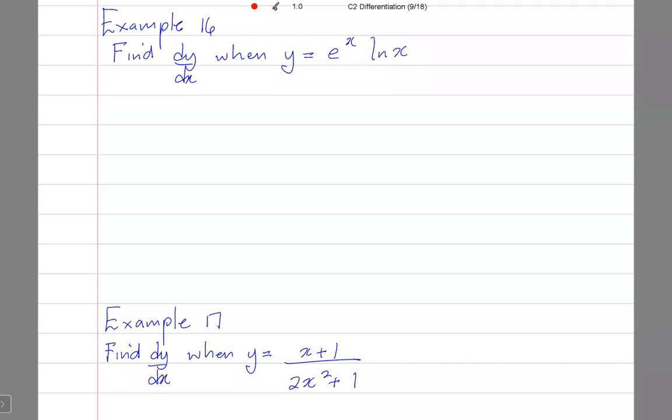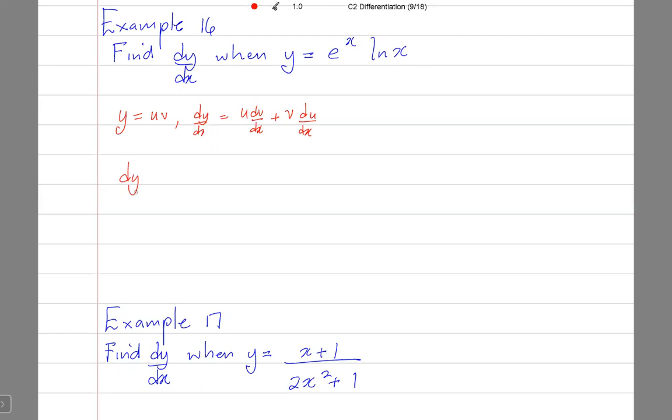All right, so let's look at example 16. Find dy by dx when y is equal to e to the x ln x. E to the x ln x is a product. And the product rule says that if y is equal to uv, dy by dx would be equal to u dv by dx plus v du by dx. All right, so let's go straight for the answer.